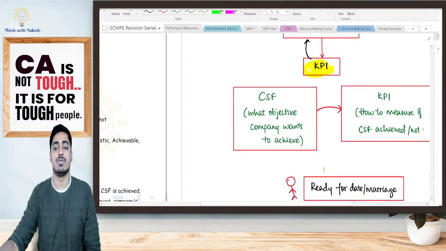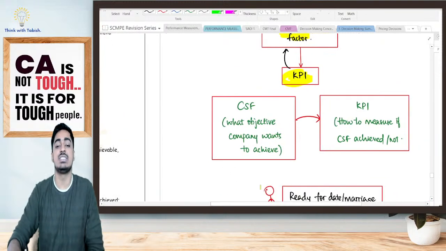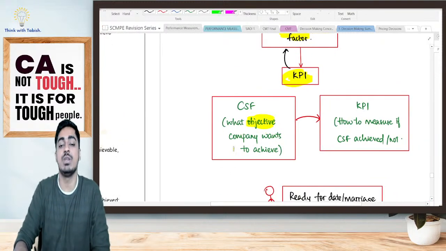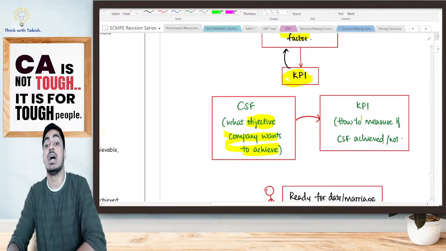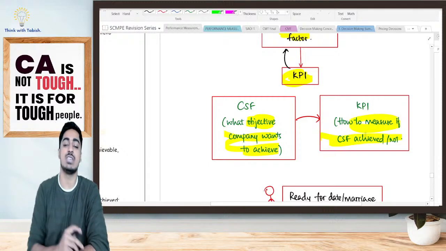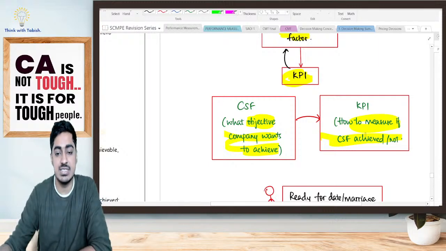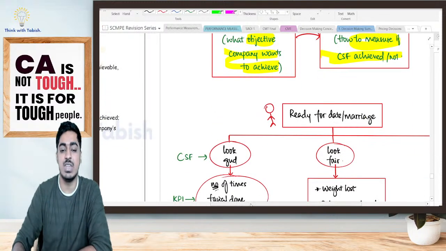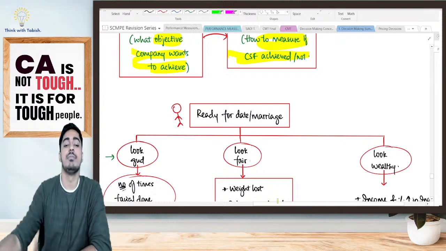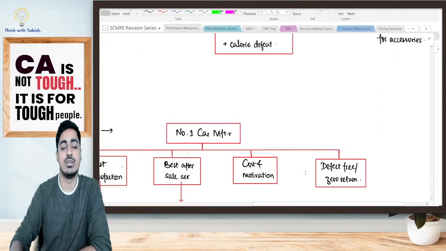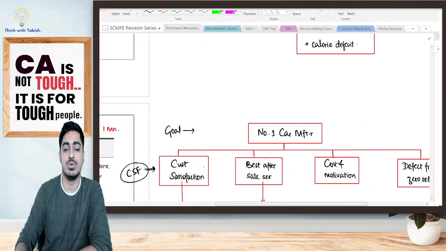Now, look at this very simple example. CSF is what objective the company wants to achieve, and KPI is how do I measure if my CSF is achieved or not. Just a very simple example, students. A very layman example I'm giving you. Say, for example, I'll go directly to this example instead of going to two examples.